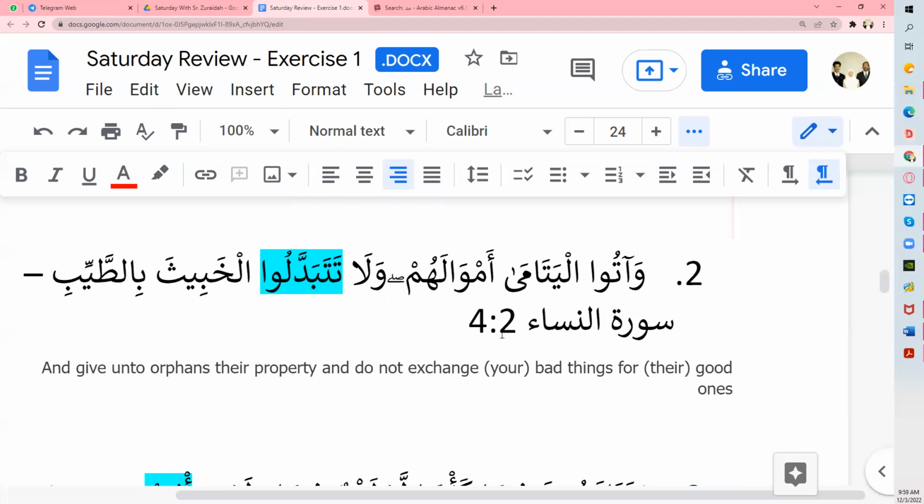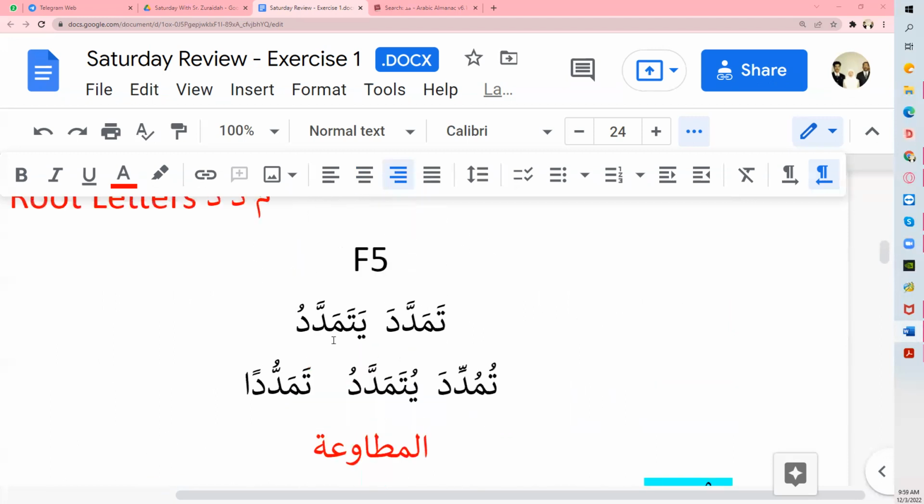So now, okay. Now, Sister Nazma, this is yours. Tatabaddalu. Is this also family 5? What family is this? Tatabaddalu. This is family 5, is it correct? Yes, it is also family 5. Alhamdulillah. Family 5. Now you know why this one actually, we did family 5 for this, right?